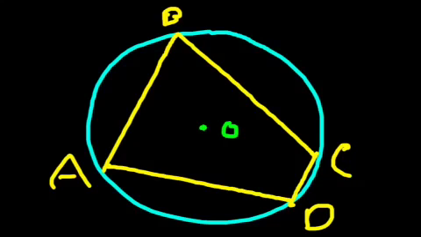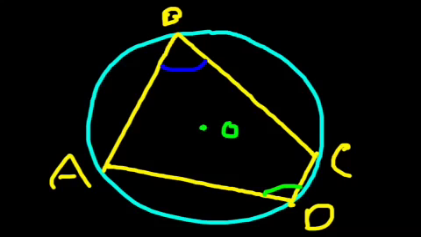Okay, so what I've got here is a drawing of a cyclic quadrilateral. A cyclic quadrilateral is just a quadrilateral where all the points lie on a circle. There are some things we know about this. We know that the opposite angles add up to 180. So angle green plus angle blue equals 180.